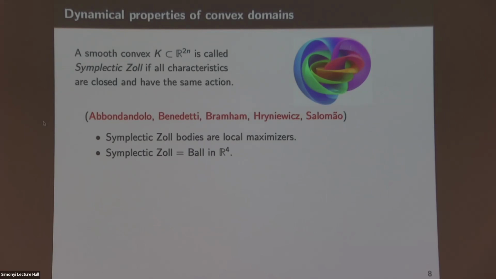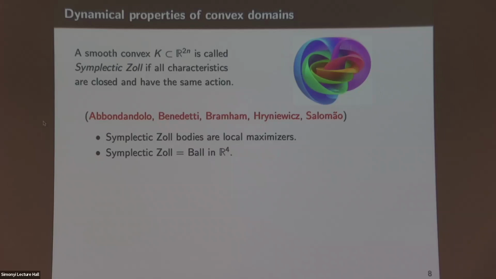Let me say a few words about the dynamical properties one would expect from the convex domain. Mainly, if we are trying to imagine what dynamical property the maximizer of the capacity should have, then it makes sense that it would be optimal all over the boundary of the convex domain. We call it a symplectic soul, and we say that every point on the boundary is part of a closed characteristic with minimal action. So it's very natural to expect the maximum of the capacity to satisfy this.